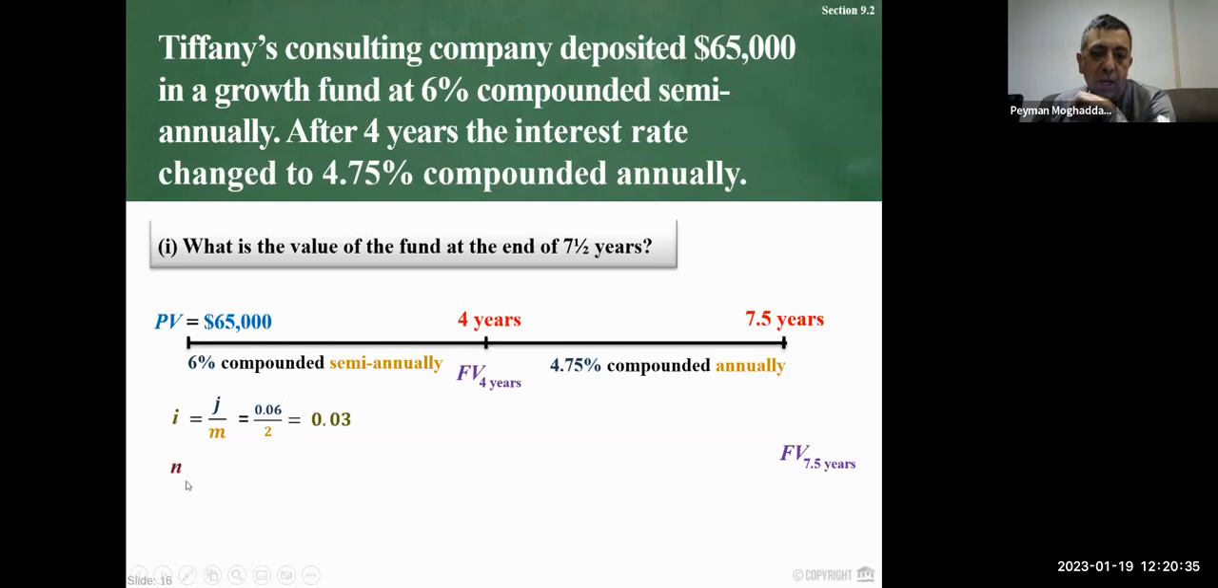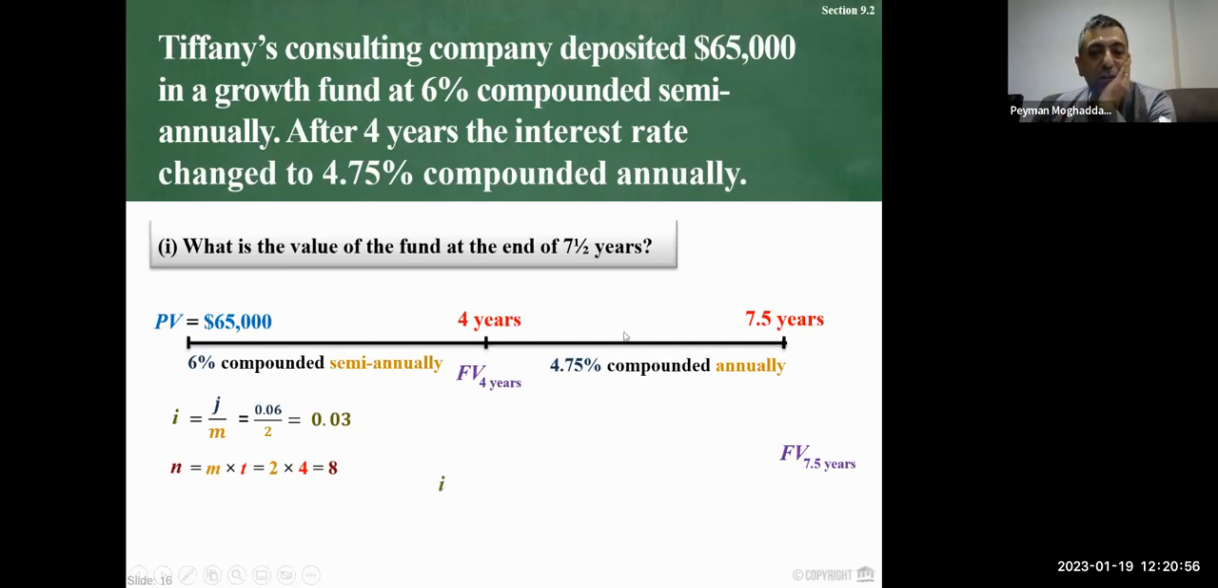n is going to be the number of years multiplied by the compounding frequency. 4 years multiplied by 2 is going to be 8. So this is I and n for the first period. Then we can put them in the equation, future value equals present value times (1 plus I) to the power of n, and we calculate the future value for 4 years.